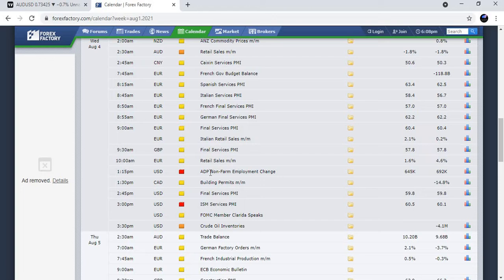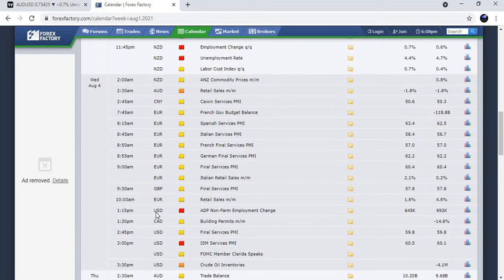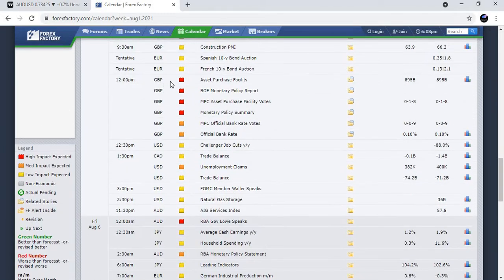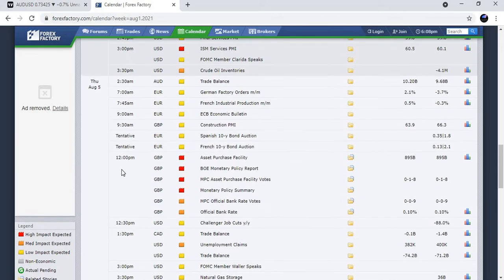London time. You need to avoid trading US dollars on Wednesday, August 4th by 1:15 p.m. or 12:15 p.m. London time. US dollars by 2 p.m. London time or 3 p.m. We are referencing it to London time. So you also need to avoid trading GBP by 12 p.m. Thursday, August 5th or 11 a.m.